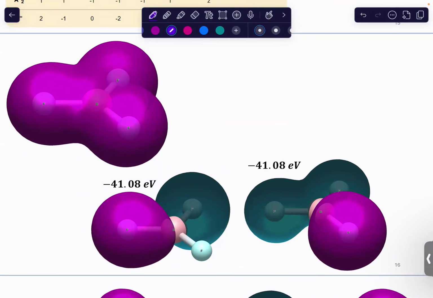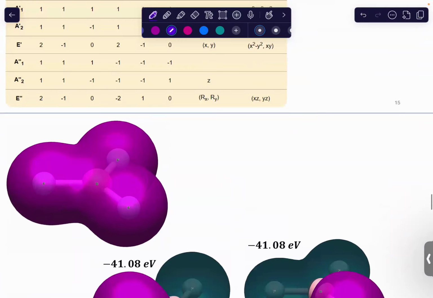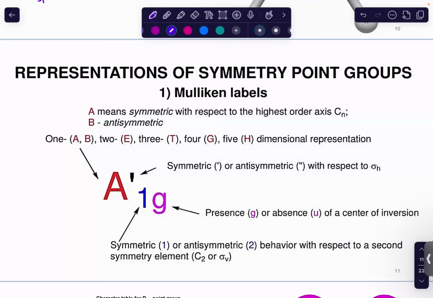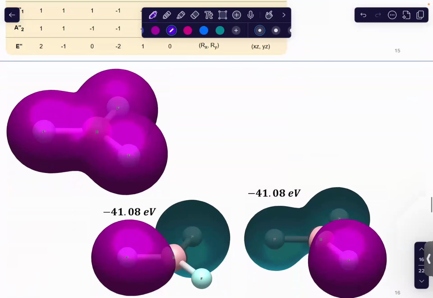Let's go through and talk about the symmetries of these. Again, we have A prime one, A prime two, E prime, A double prime one, A double prime two, then E double prime. Let's remember our primes. Are we symmetric or anti-symmetric with respect to a sigma H? So we have no G's, no U's. Let's look at this first one. That is your lowest energy orbital. That is your overarching sigma structure, so that encompasses all three of the sigma bonds.